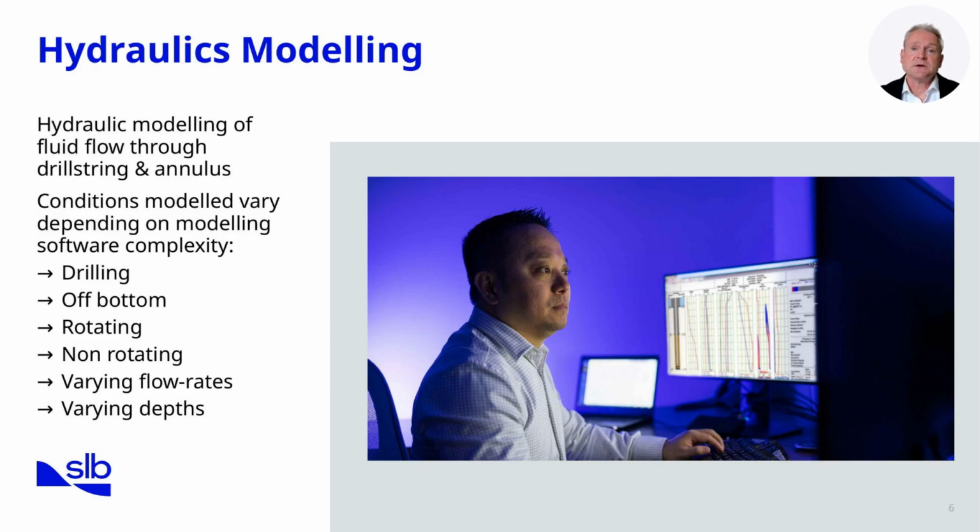Rotating versus non-rotating modes account for annular velocity changes when the string is in motion compared to static conditions. Variable flow rates and varying depths also influence pressure drop, annular velocity, and cuttings transport. By modeling these conditions, we can predict how equivalent circulating density, or ECD, will evolve, and we can anticipate challenges such as pressure surges, losses, or inefficient hole cleaning. Next, we'll examine hydraulics in the design phase.